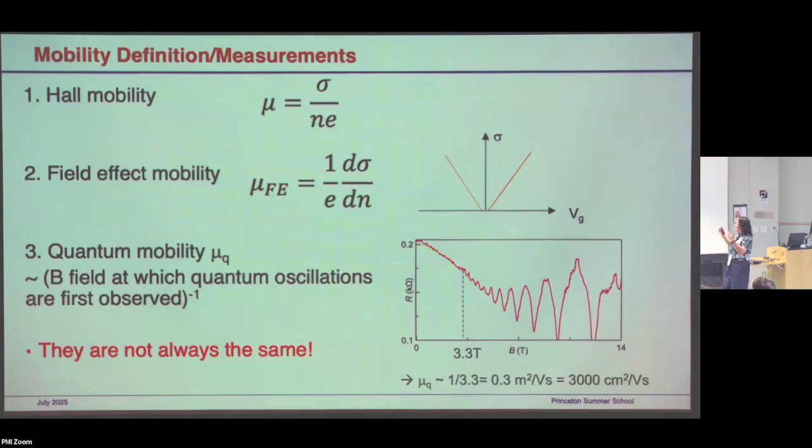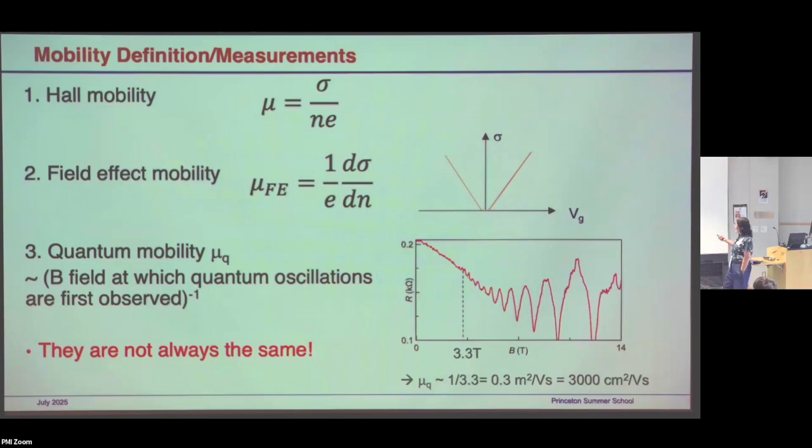Field effect mobility basically tells you how effective, how responsive the conductivity is to the gate. You use a gate to change charge density, and ask how much the conductivity changes. So roughly, it's a slope: you plot conductivity as a function of gate voltage, and it's roughly the slope on this graph. And then another definition is the so-called quantum mobility, which is 1 over the magnetic field at which quantum oscillation is first observed. And this should be in SI units, so make sure the unit is right.